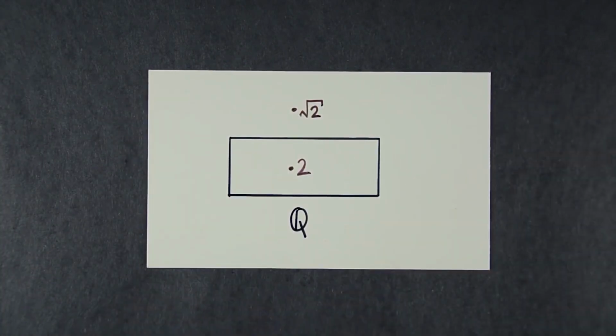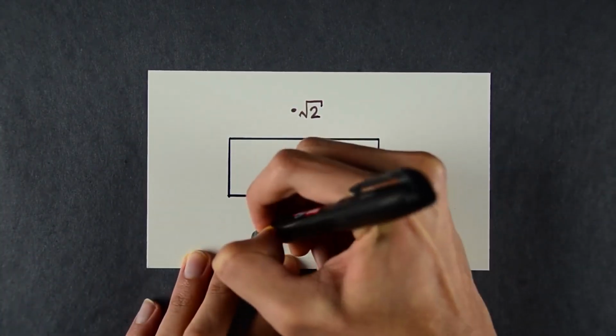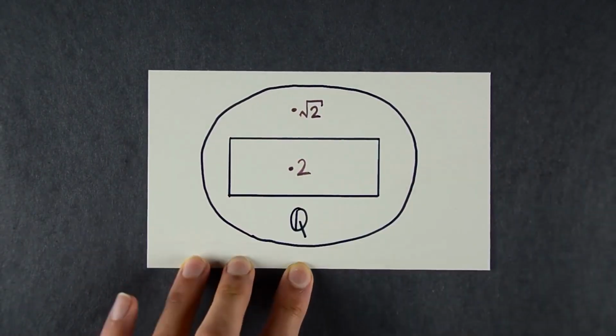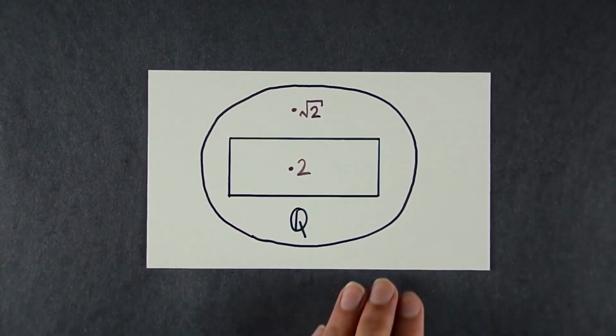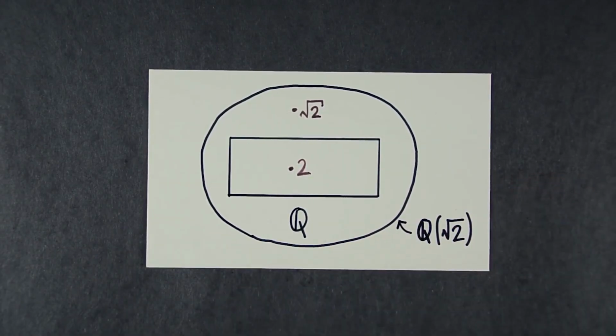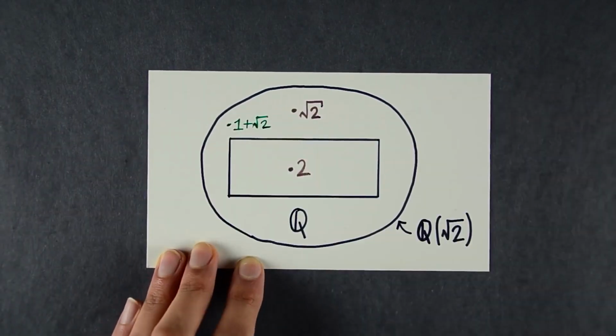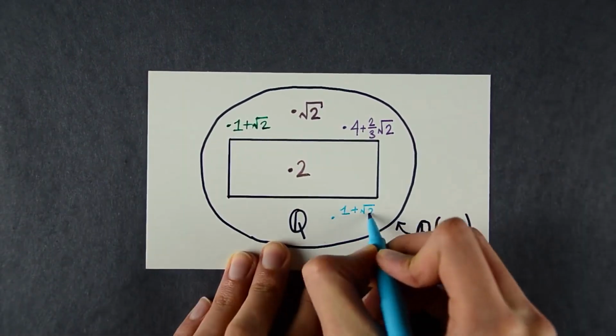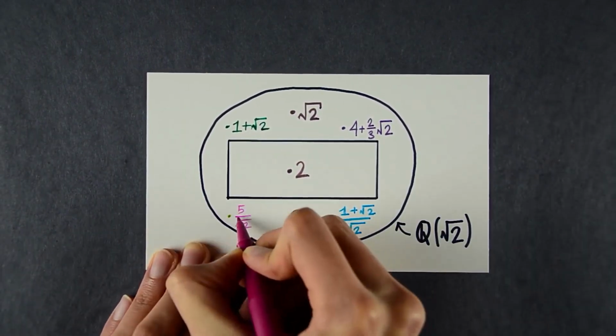If you want to talk about the square root of 2, you have to extend the rationals to a larger field that contains the square root of 2. We'll define a field called Q adjoin square root of 2 as the smallest field containing Q and the square root of 2. That means that it's closed under the 4 operations, so 1 plus square root of 2 is in the field. So is 4 plus 2/3 the square root of 2, and so on.